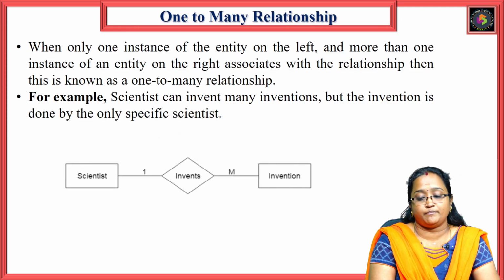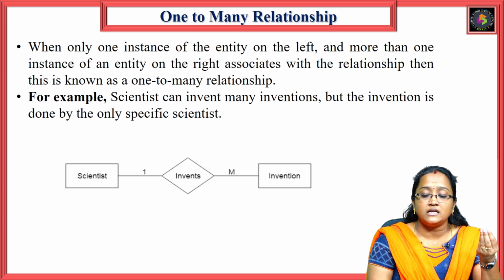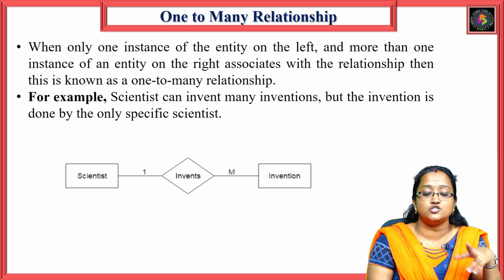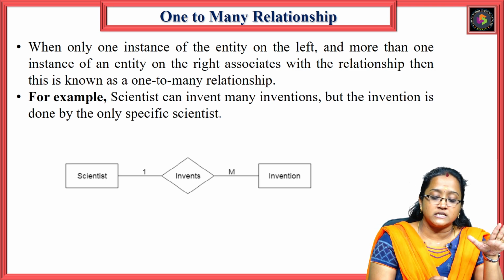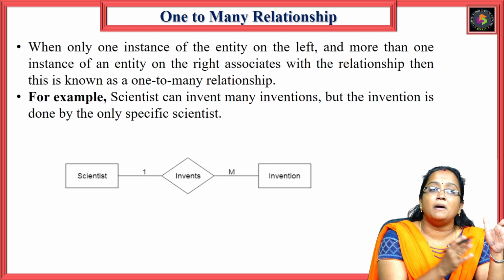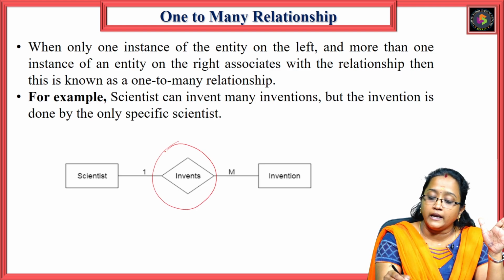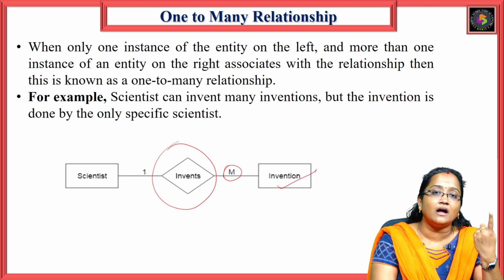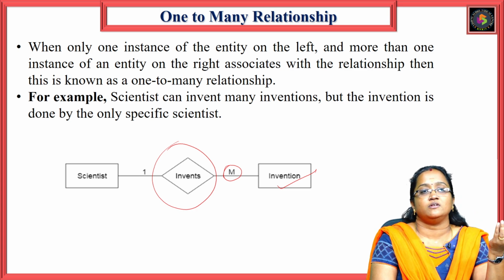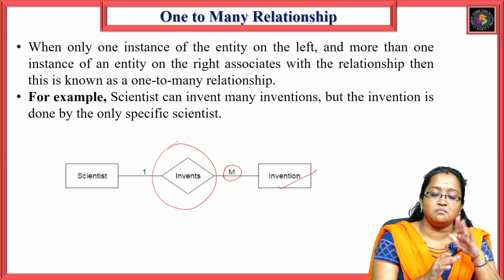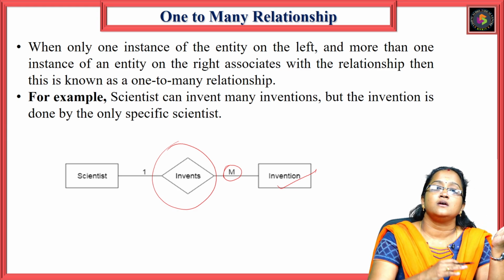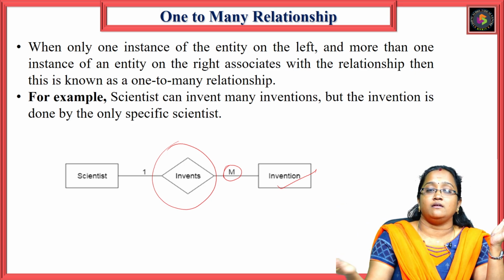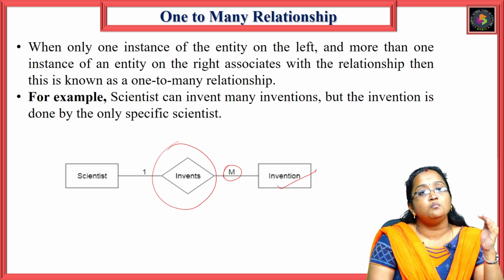Next one is one-to-many. One-to-many means only one instance of the entity on the left and more than one instance of the entity on the right are associated with the relationship. For example, a scientist is one, but he can invent n number of inventions. One scientist does not invent only one invention. He can invent n number of inventions. So one entity is associated with n number of instances of the other entity. Then it is called a one-to-many relationship.